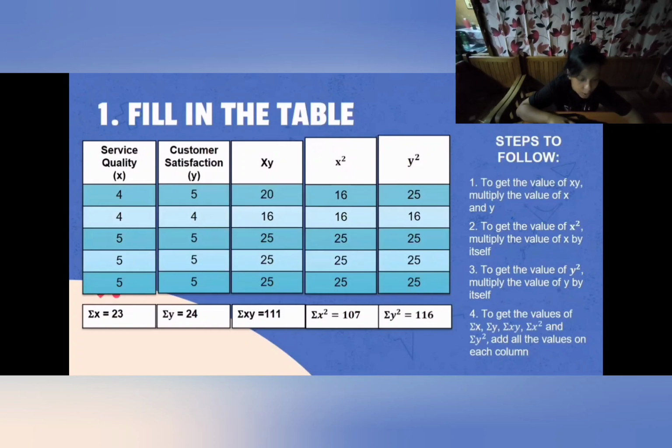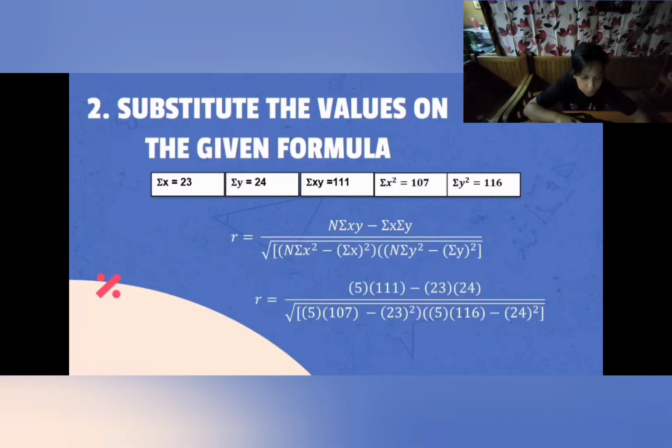As you can see, we will be using summation of X, summation of Y, summation of XY, summation of X squared, and summation of Y squared in the following formula. This is the formula, and these are the values that we got a while ago. So we will be substituting these values. We will be putting them in the formula, and it goes like this.